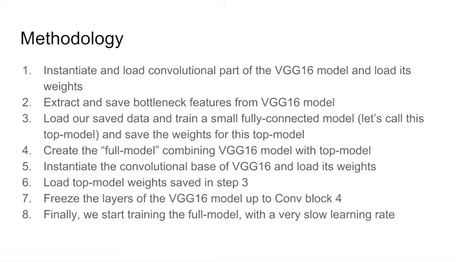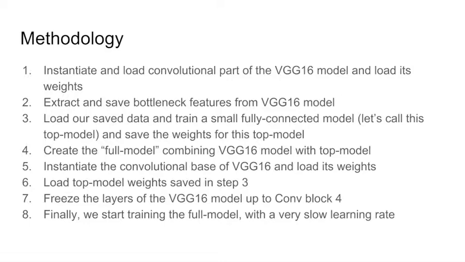This is the strategy we'll be using. We are going to initiate the VGG16 model with ImageNet weights, and then we're going to extract and save bottleneck features out from VGG16. We're going to load our saved data and train a fully connected model on top of that, and we're going to call it top model.